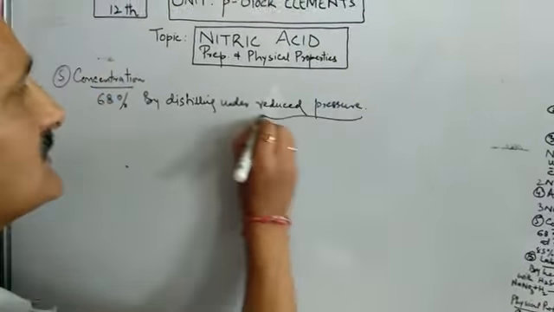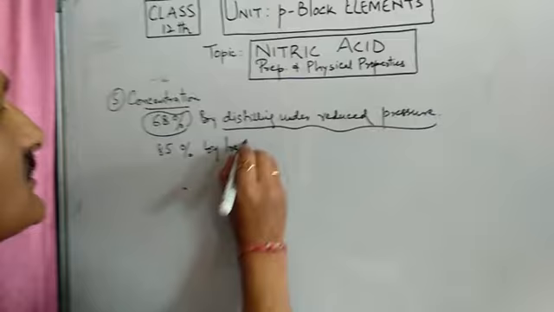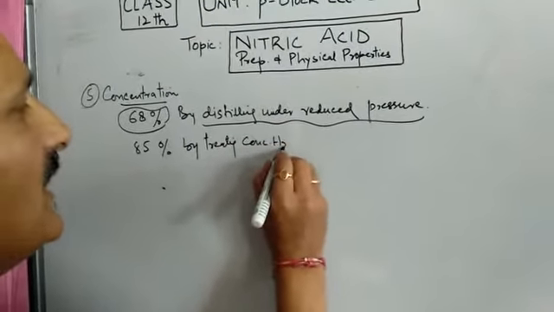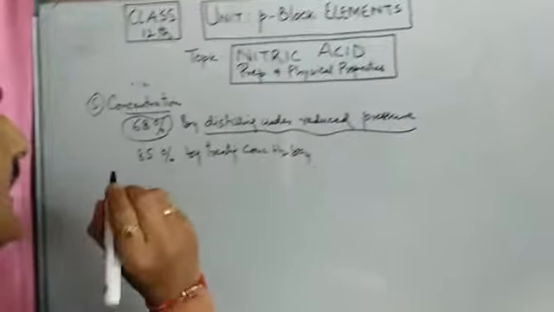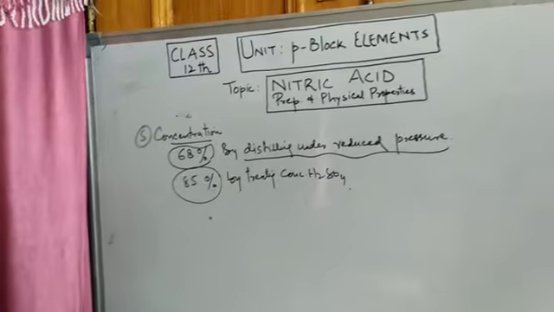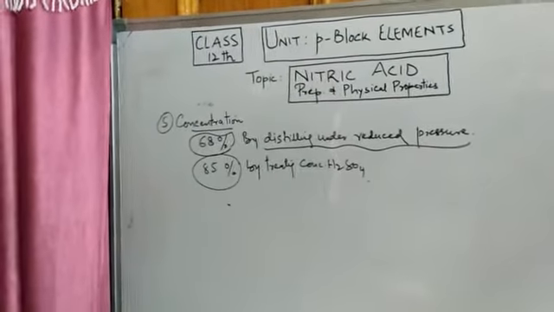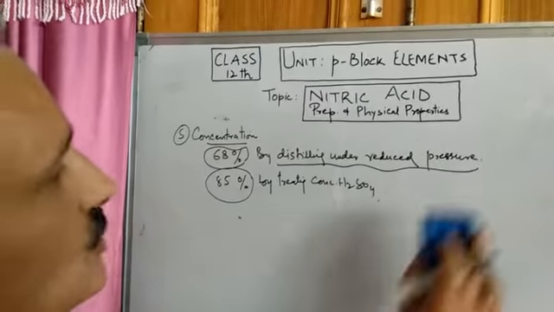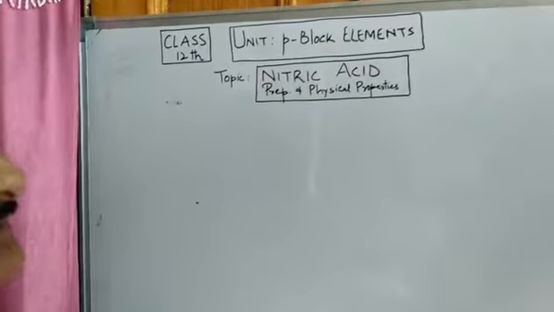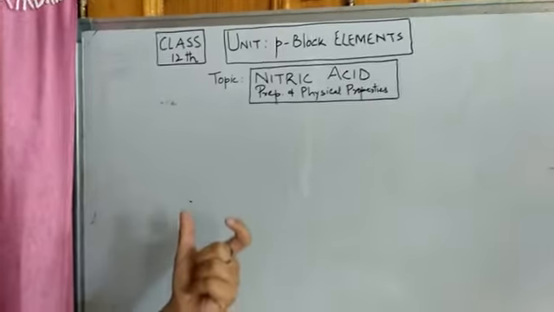If we require more concentration, we can do it. We can make it 85% concentrated by treating it with concentrated sulfuric acid. If we do that, then our nitric acid gets concentrated up to 85%. So this was all about Ostwald's process. So this is how nitric acid is prepared through Ostwald's process.